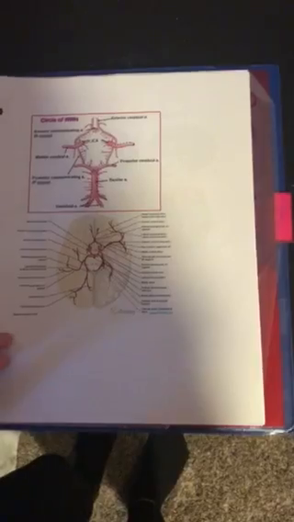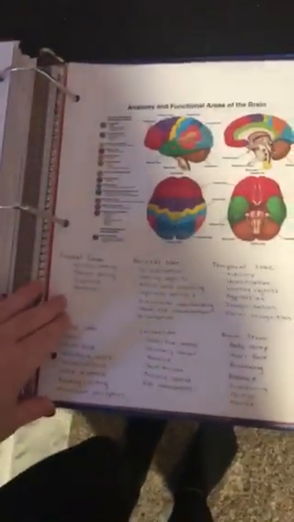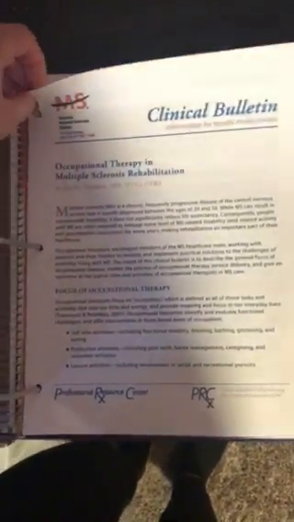So like the pictures of Circle of Willis, functional areas of the brain. This is MS, occupational therapy and MS rehabilitation. And then these are just some presentations.